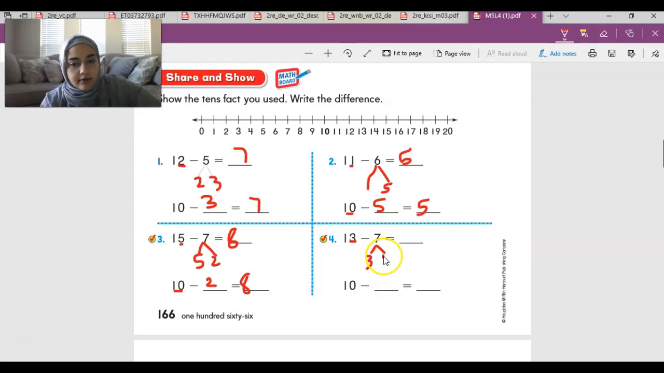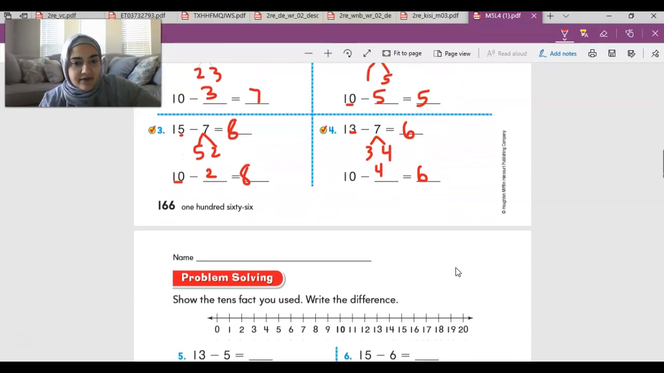4. Well, 13 take away 3 is 10. And then 10 take away 4 is what? 6. So 13 take away 7 is 6. Get it? Kind of? Okay.